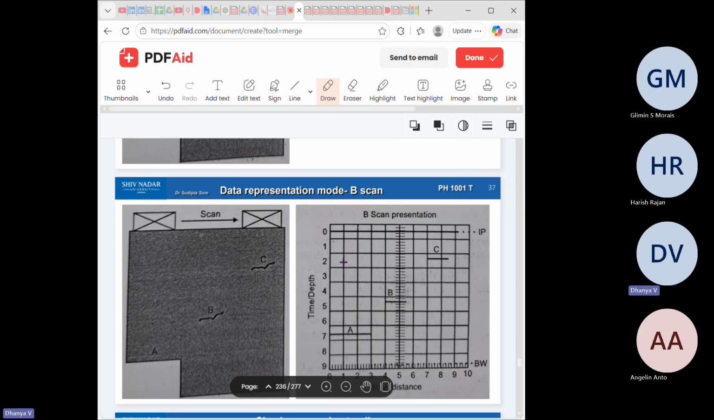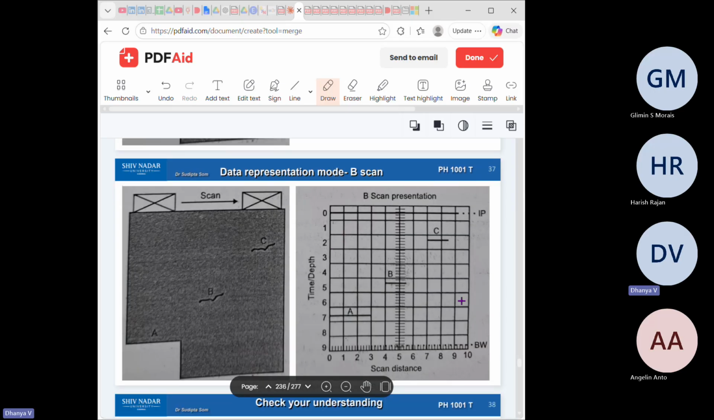Okay, now B mode scan. This is something that you will be frequently tested upon. If you start scanning from the left, you notice A. Throughout this whole part, you mark one line. So that's what you see here.